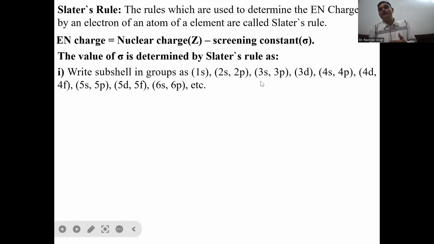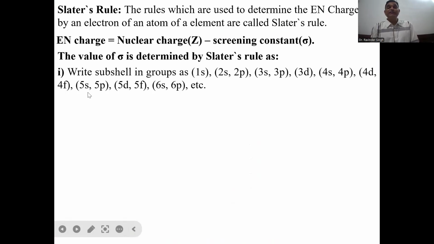Next, in the third shell there are three subshells, S, P and D, but only keep the S and P in the same group. So 3S and 3P form the one group, and 3D is the next group. In the fourth shell, you all know there are the four subshells S, P, D, and F. So S and P are always kept together in the same group. So 4S and 4P form the one group, 4D a separate group, 4F a separate group.